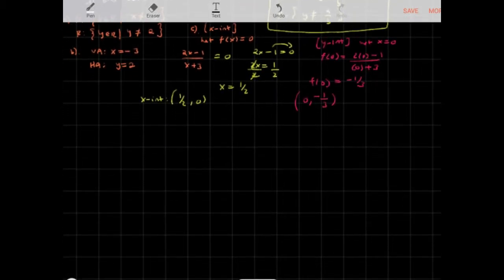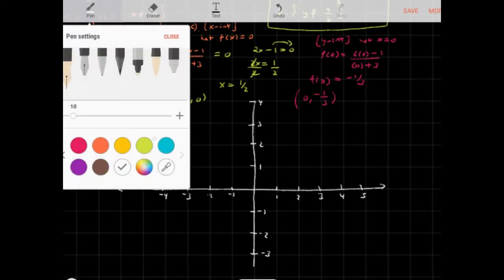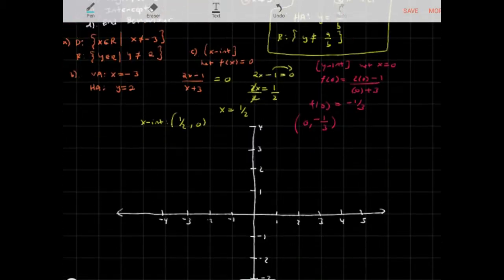Let's see what this graph looks like. So I'm just going to generate a grid, so we can show our sketch. Okay, so here's my grid. I'm just going to plot these points out.